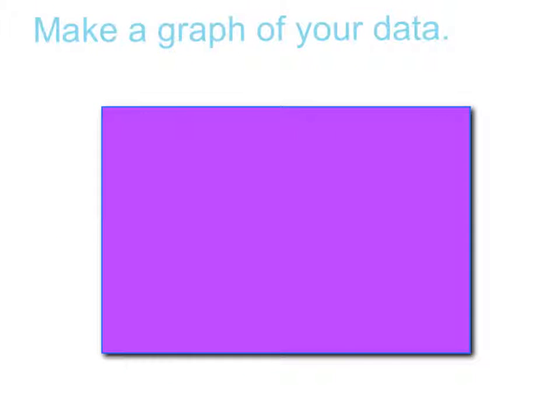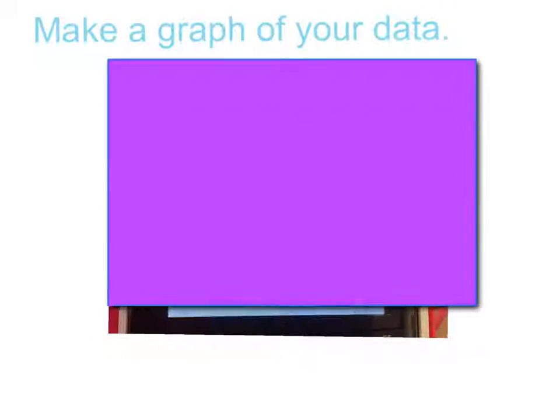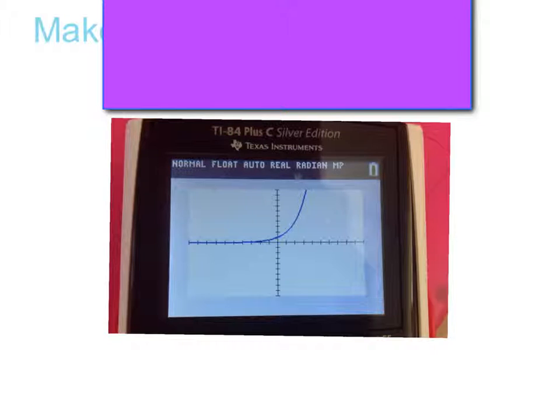Now you're going to graph your data again. So in your calculator, you're going to go to y equals and put in 1 times 2 to the x power. And then when you hit graph, this should come up. And you're going to see that there's a slight curve to the graph because this is exponential.